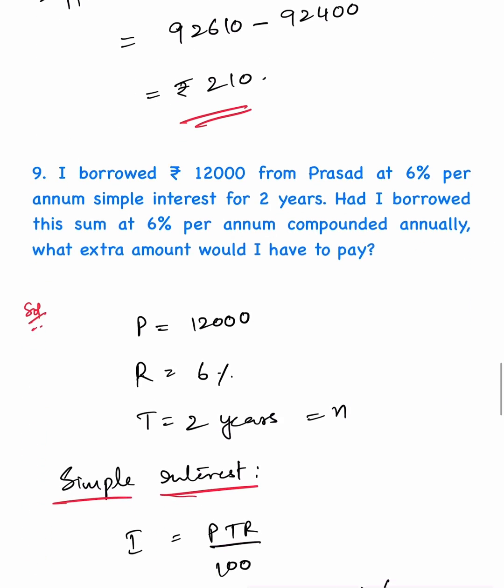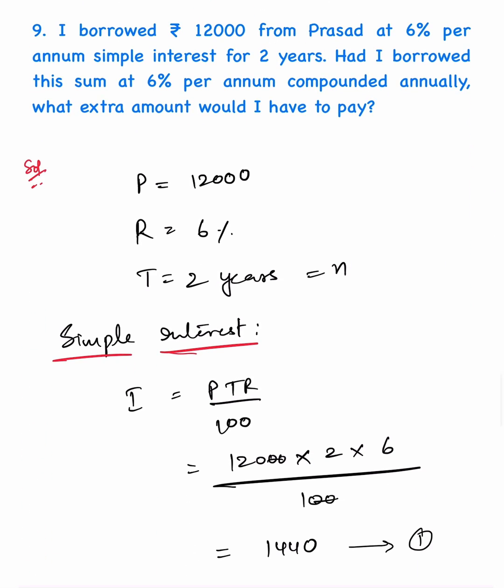Okay. 9th problem. I borrowed rupees 12,000 from Prasad at 6% per annum simple interest for 2 years. Had I borrowed this sum at 6% per annum compounded annually, what extra amount would I have to pay? Here, first the P is 12,000, R is 6% and T is 2 years. But this is on simple interest. So first we will calculate the simple interest. I equal to PTR by 100, which is equal to 1440.